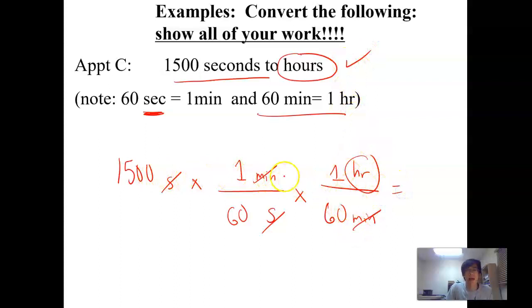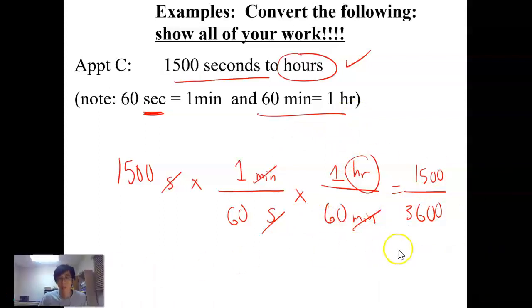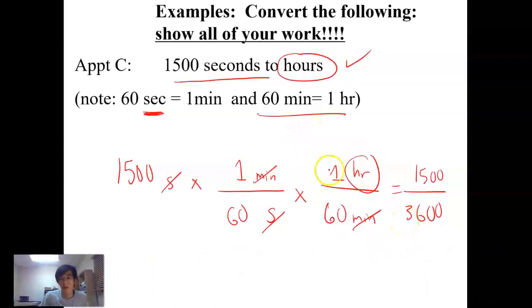Okay, so what happens now? I have 1,500 times 1, but then I have values on the bottom. So what that ends up being is 1,500 divided by these, which you multiply together. Make sure you multiply everything in the numerator and then everything in the denominator, and then you divide at the very last step. I will get 0.42 hours as my answer. Okay?